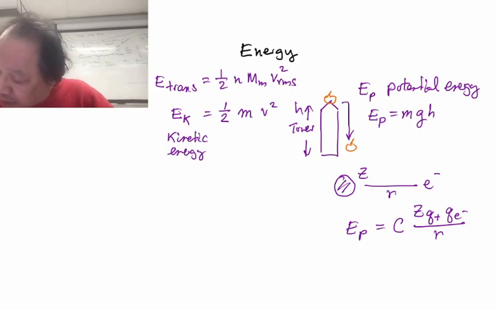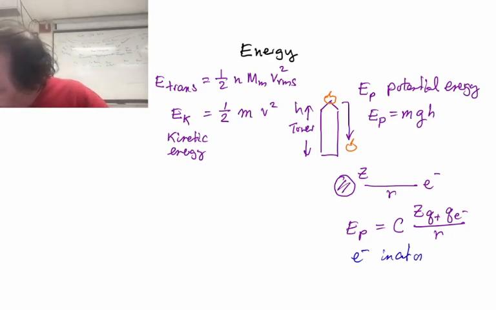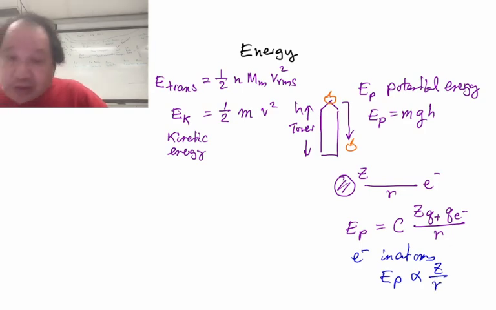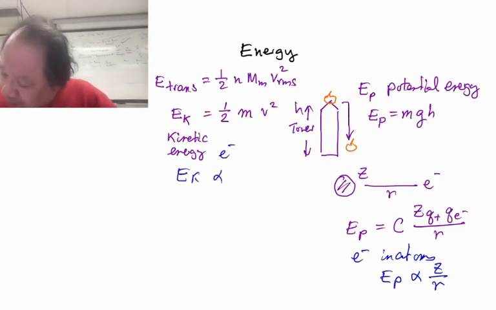And we can look at this as a proportionality for electrons in atoms. EP is proportional, since the charges are constant, just to Z, the charge of the nucleus, divided by the distance of the electron to the atom. And EK for electrons, which all have the same mass, is proportional to v squared.